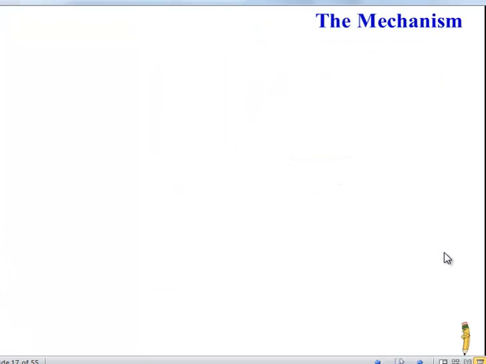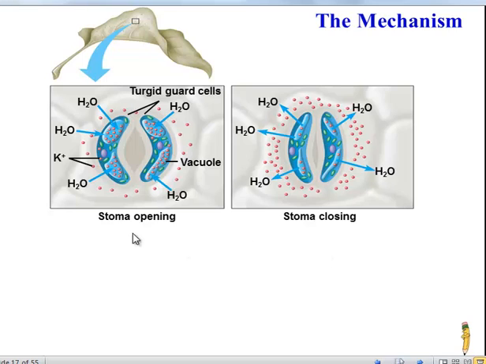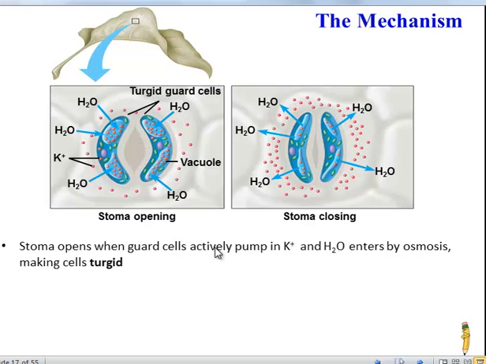Now, what's the mechanism behind this? Well, it's pretty cool. Here's the stoma when they're open. Here are the guard cells, here's the stoma. What happens when the stoma is open is that potassium ions are being actively pumped inside the guard cells. Now, because there's so much potassium in there and not a lot of water, water will naturally enter the guard cells by osmosis, and that will make the guard cells turgid, and they will bend, opening the stoma.